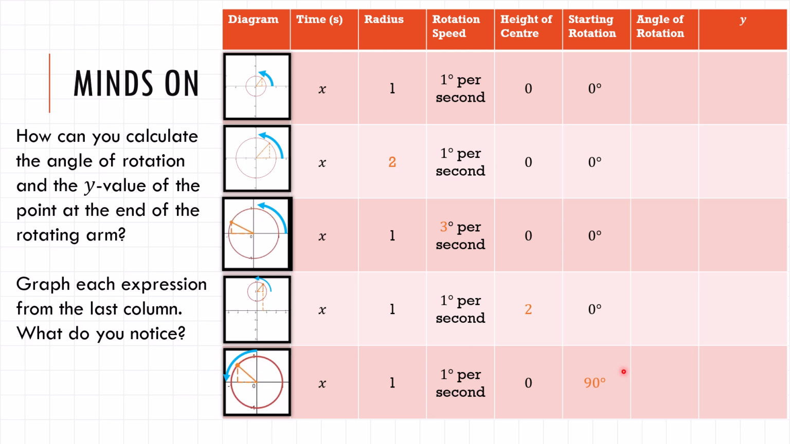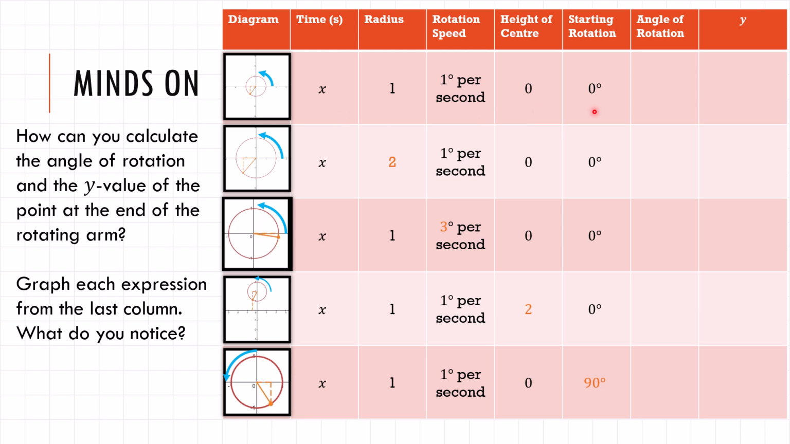To start off, I want you to think back to the previous lesson where we talked about each of these diagrams and figured out how to calculate the angle that has been rotated so far, and then how to find the coordinate of the point that is rotating around the edge. How do we find the y coordinate? Go ahead and pause the video here and see if you can figure that out for this first row.